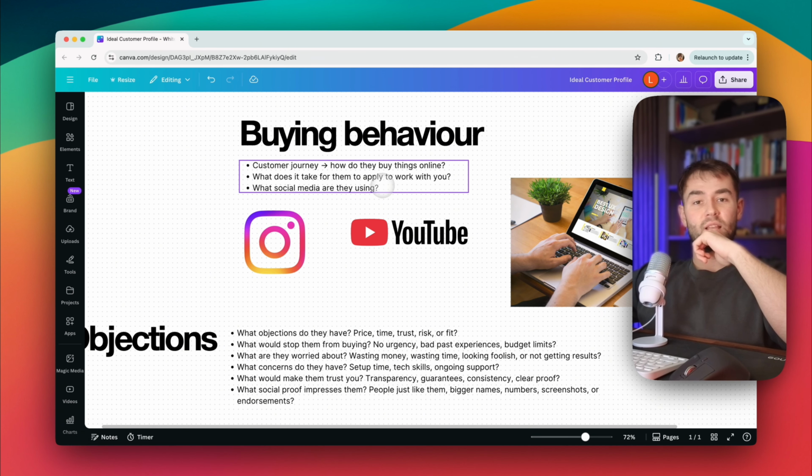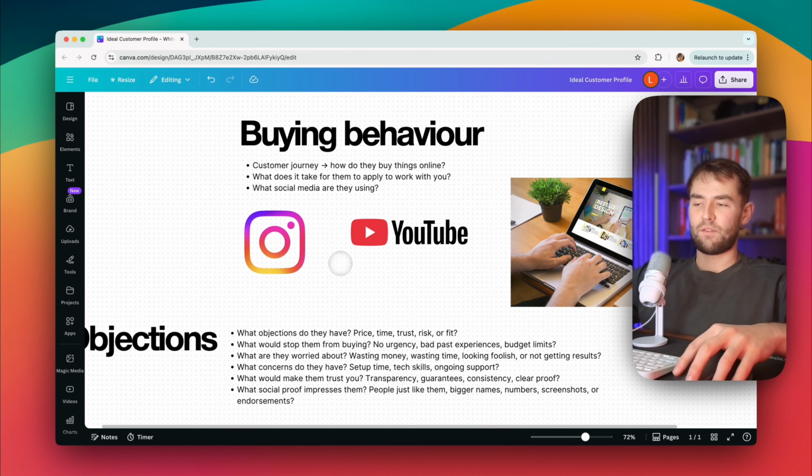So do they need to build a lot more trust with you? Do they need to see testimonials? Do they need to have some sort of special offer? Some people don't like buying things at full price. All these kind of things are things to think about.